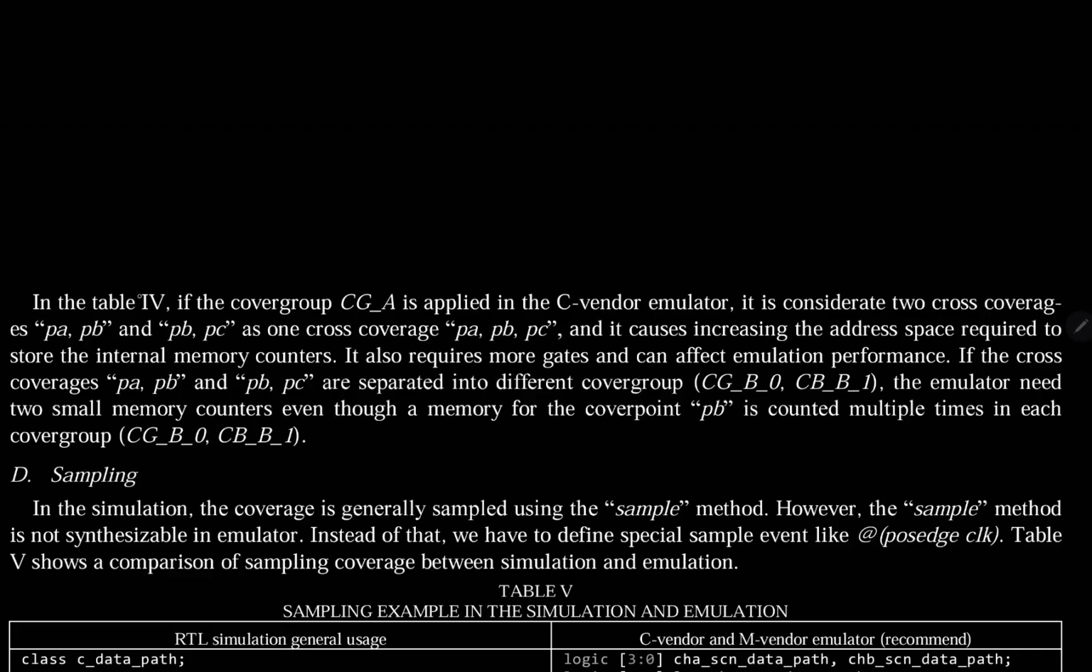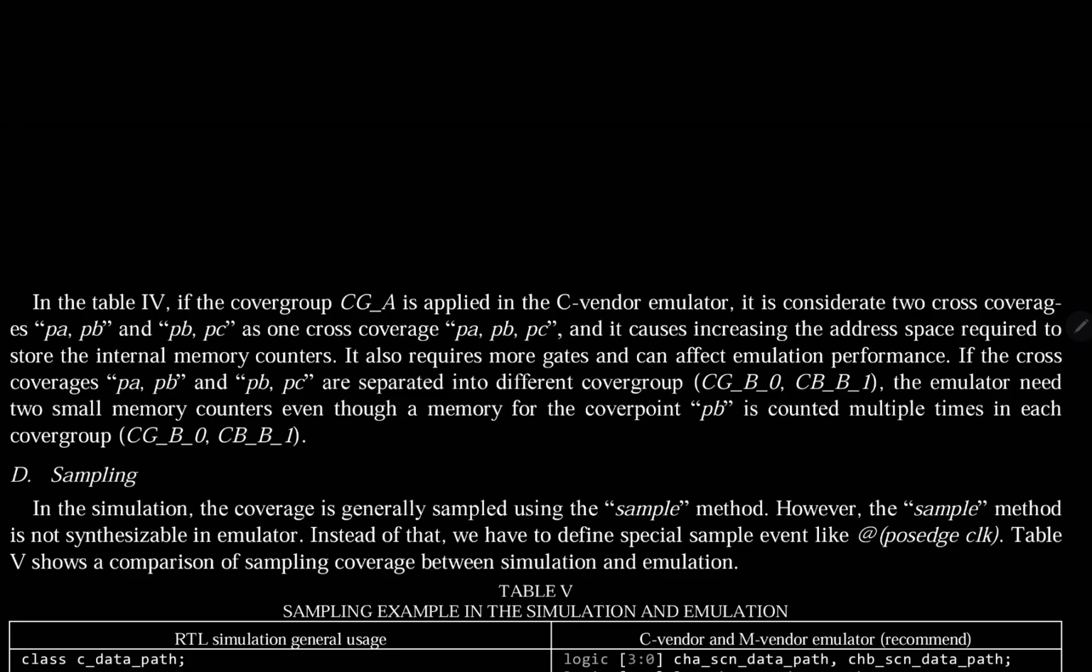So in the table 4, the cover group CG_A is applied to the C vendor emulator. It's considered to cross coverage PA, PB, and PB, PC as one cross coverage PA, PB, PC, and it causes increasing the address spaces required to store the internal memory counters. It also requires more gates and can affect the emulation performance.